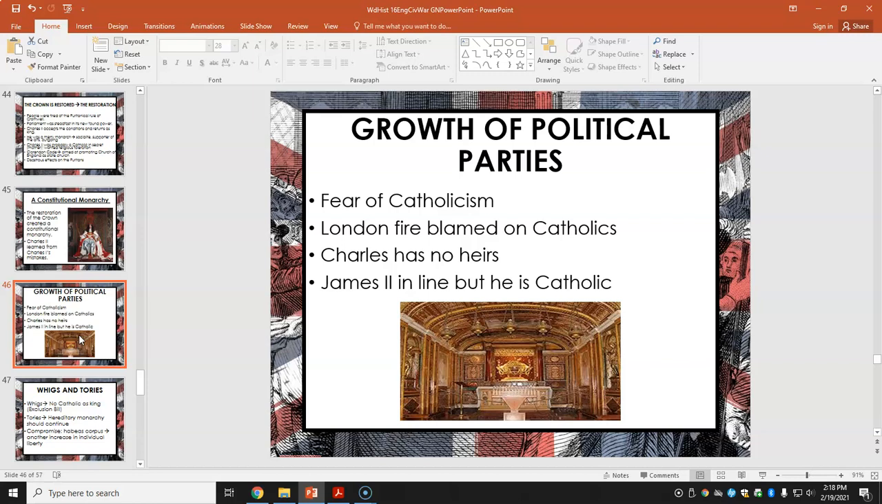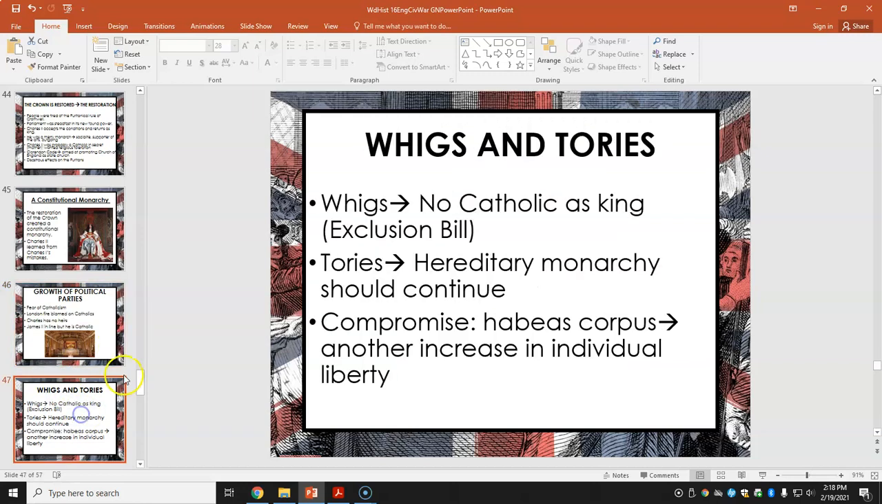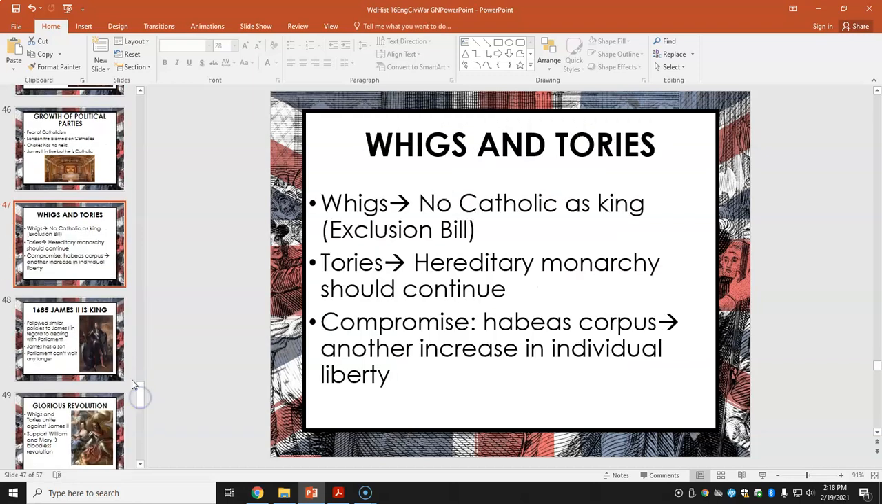So I told you that religion really does play a big part in the development of a lot of these countries. So the two major political parties that we talk about in England at this point are the Whigs and the Tories. And you will see the Whig Party play a role in United States history, but they don't last very long. So the Whigs, they don't want Catholics as a king. The Tories feel like the hereditary monarchy should continue.